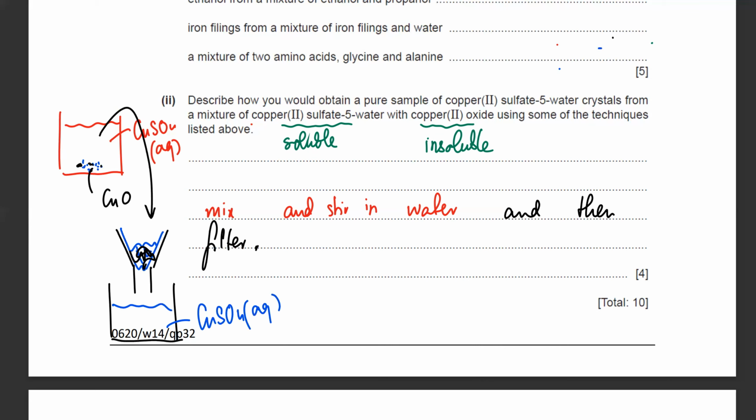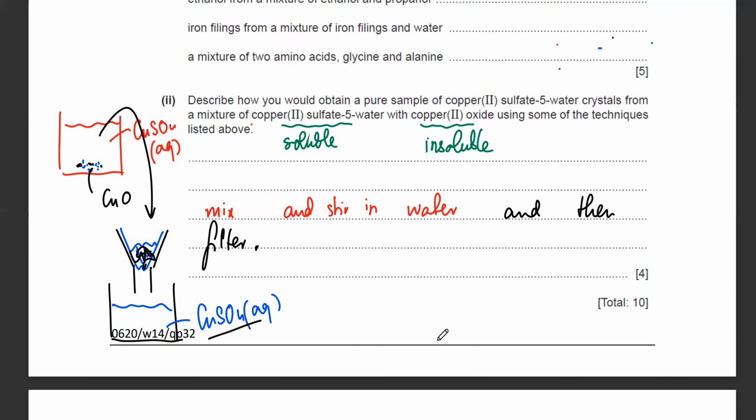So that's the second point. Now he's specifically asking, how do you obtain a pure sample of copper 2 sulfate crystals? You don't want copper sulfate, you want crystals of copper sulfate. Now we've gotten a solution of copper sulfate. So what's the next part?